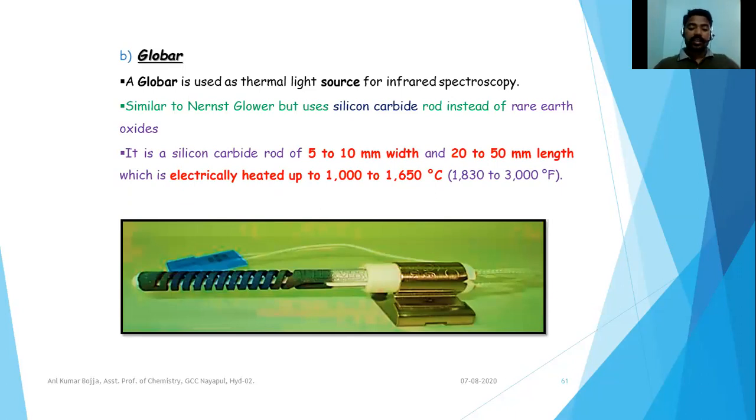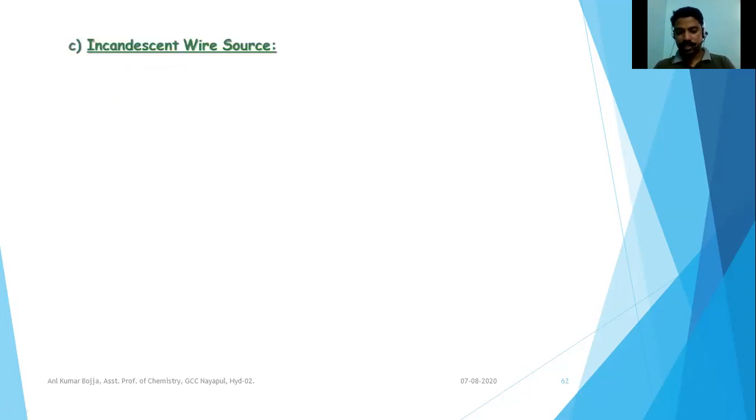Here we can see this is the globar filament. This is the silicon carbide one. Once it is heated to 1000 to 1600 degrees Celsius temperature, it will produce the heat in the region of infrared range, that is 12,500 to 667 centimeter inverse wave number, containing 0.8 micrometers to 15 micrometers wavelength radiation.